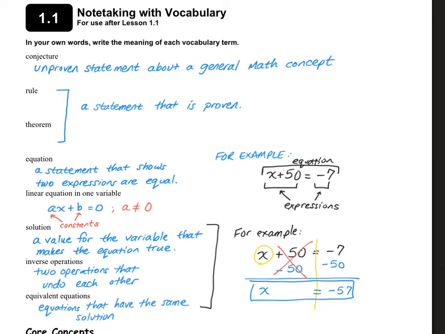And these are actually equivalent equations. This is an equation here, and this is also an equation here. And they are equivalent equations because they're two equations that have the same solution.